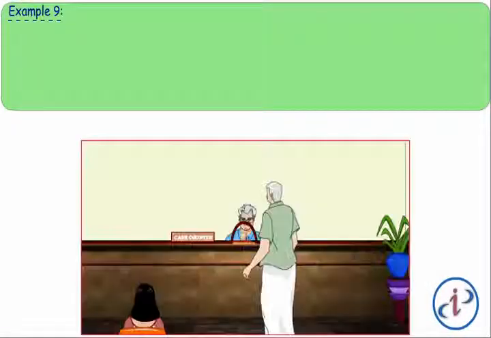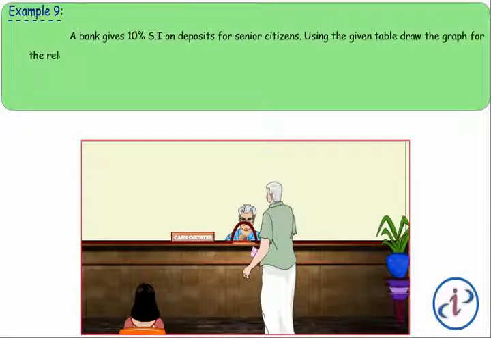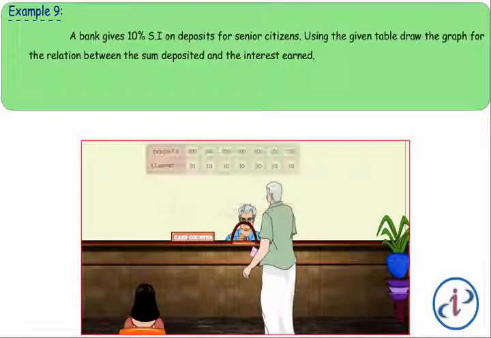Example 9. A bank gives 10% simple interest on deposits for senior citizens. Using the given table, draw the graph for the relation between the sum deposited and the interest earned.